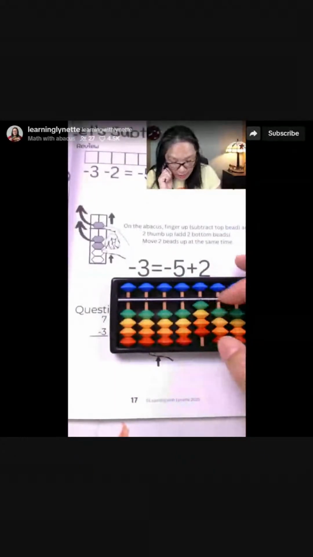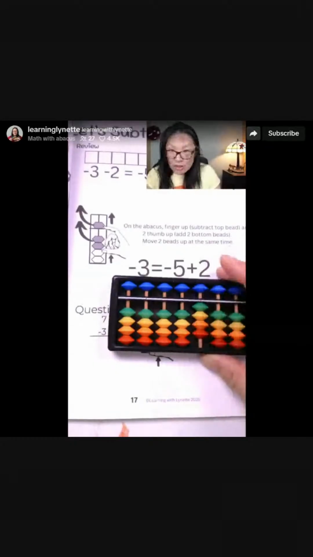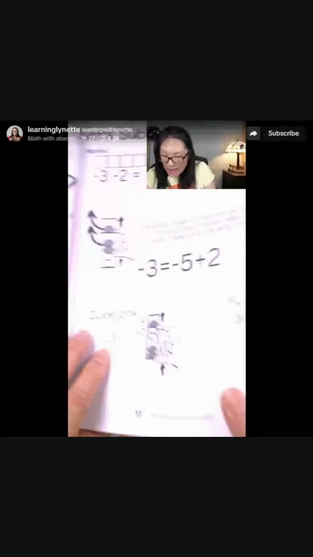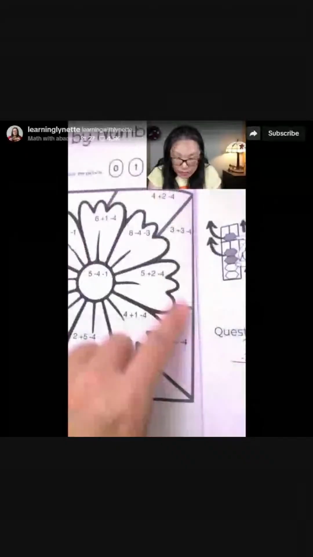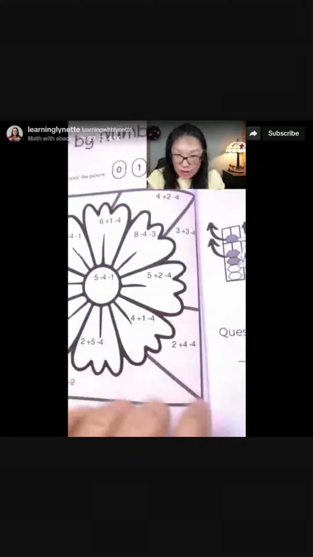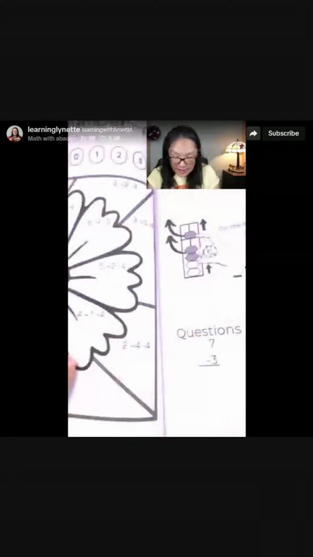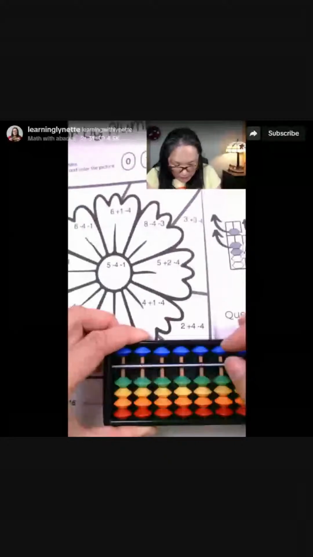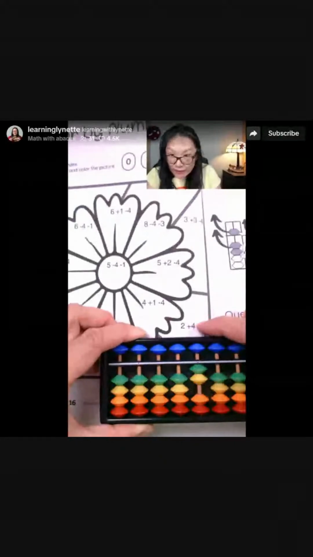That is it. So this book has color by number. You can just answer the questions. We can do it right now. So we have 2. Add the 4. Can I add the 4? Yes. Add the 4 is plus the 5 minus the 1. My final answer is 6.